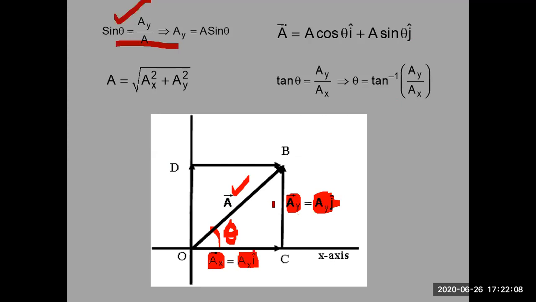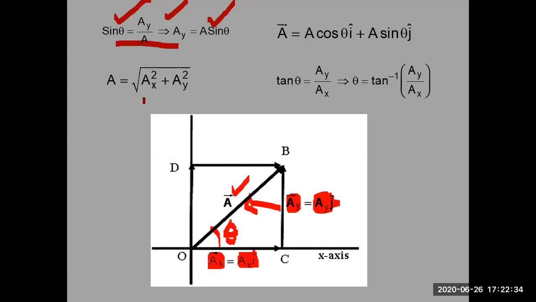If you are asked to calculate the vertical component, then this is sine theta. This angle is measured in sine theta, and it is equal to perpendicular divided by hypotenuse. Perpendicular is Ay, hypotenuse is A. So that's why perpendicular divided by hypotenuse. So Ay, the y component of the vector, is equal to A sine theta.